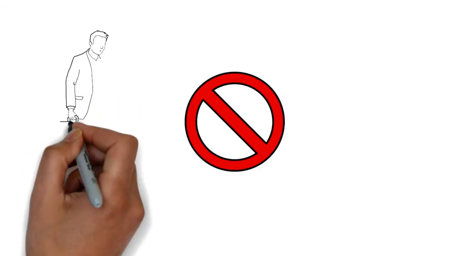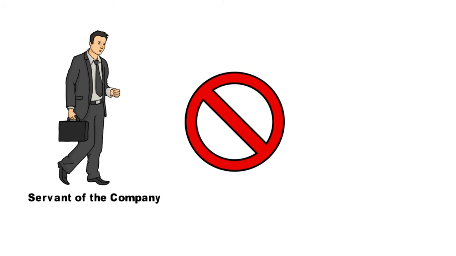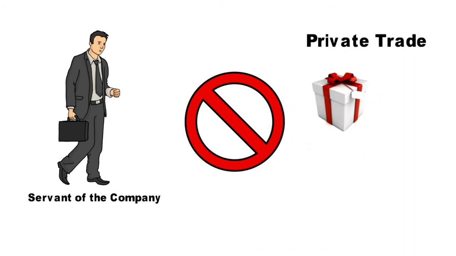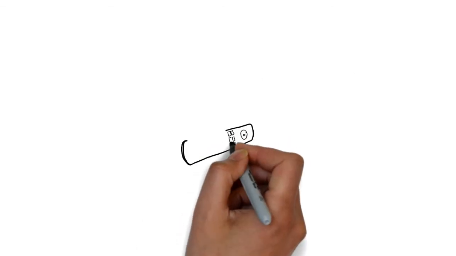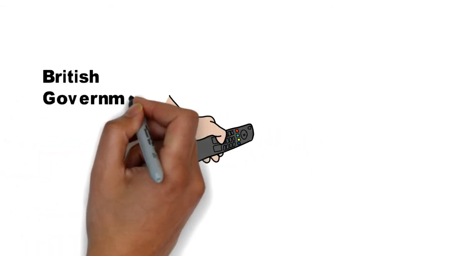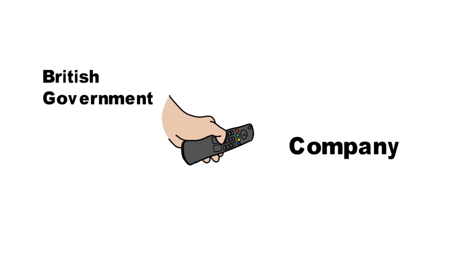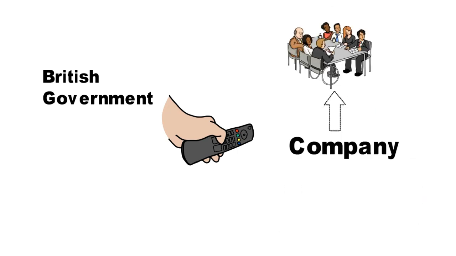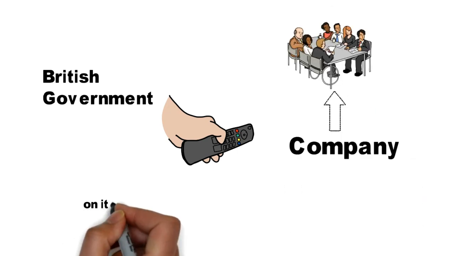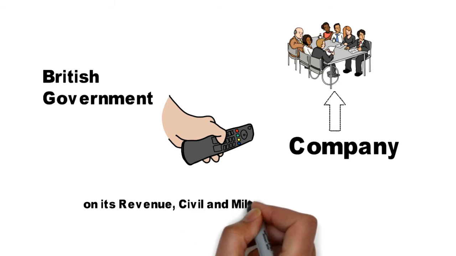It prohibited the servants of the company from engaging in any private trade or accepting presents or bribes from the natives. It strengthened the control of the British government over the company by requiring the Court of Directors to report on its revenue, civil and military affairs in India.